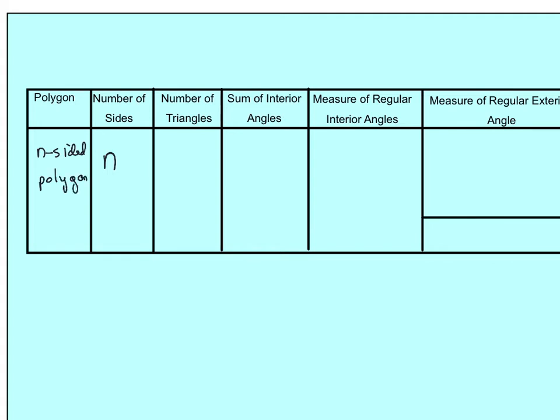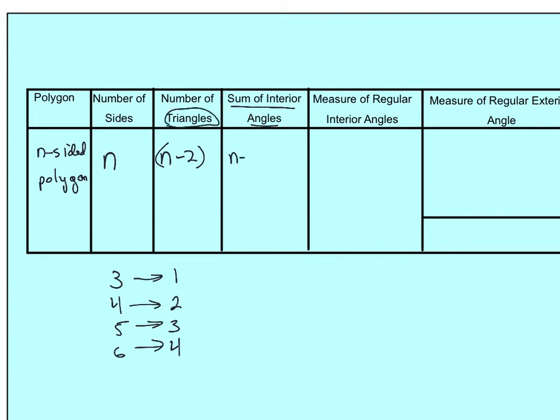If you notice, when we had 3 sides, we had 1 triangle. When we had 4 sides, we had 2 triangles. When we had 5 sides, we had 3 triangles. When we had 6 sides, we had 4 triangles. So that's a common pattern. My number of triangles is always going to be the number of sides minus 2.